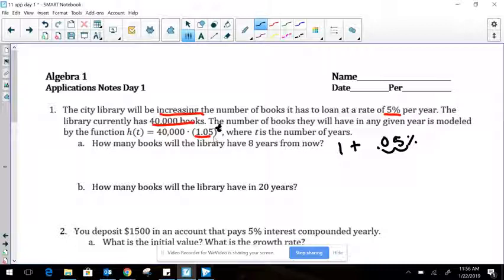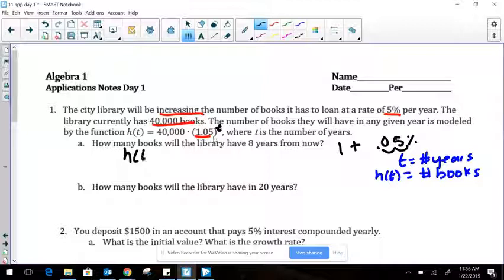Okay, so how many books will the library have 8 years from now? Off to the side, I'm just going to write what my variables stand for. t stands for number of years. And then h of t, the number of books, just so we can keep that straight. Okay, so I have my equation, h of t equals 40,000 times 1.05 to the 8th.